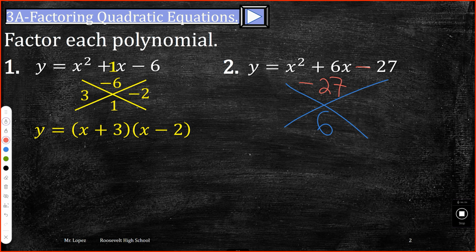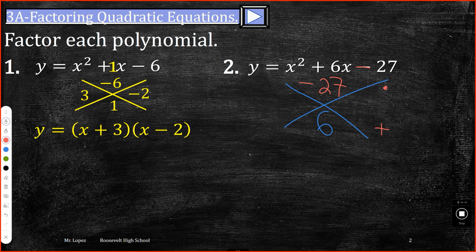What are two numbers that multiply to negative 27 and add up to 6? That's the math problem, see? What are those two numbers? If you want to do a T-chart, do a T-chart. It has to be 9 and 3.